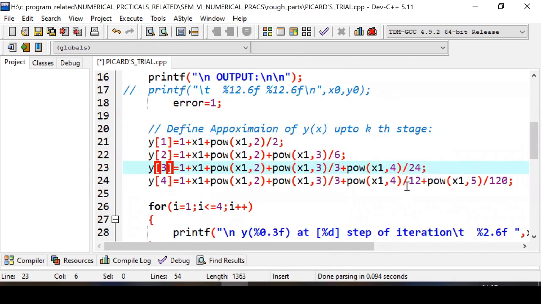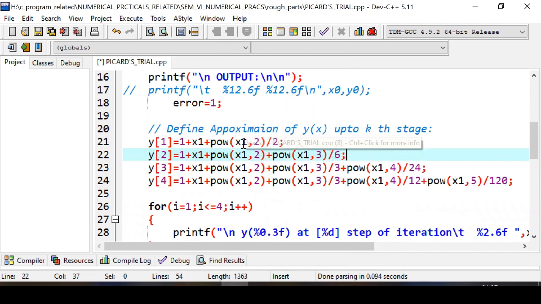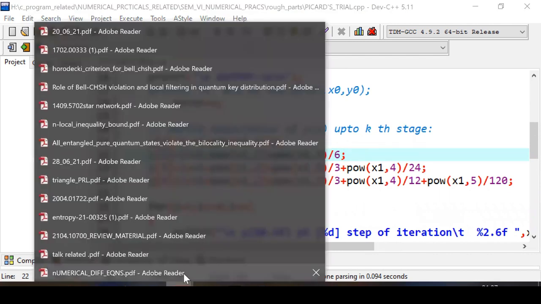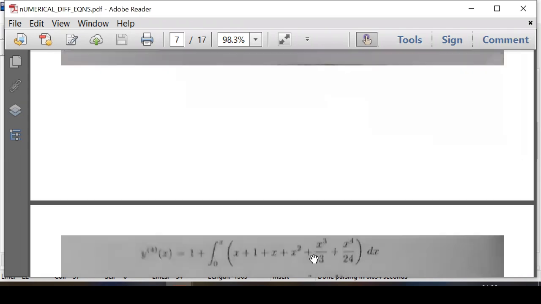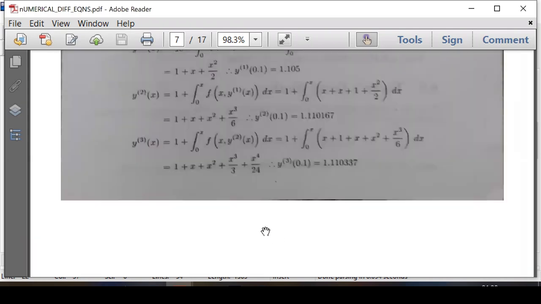Another thing you should note here: these are not the expressions actually. These are the expressions along with the point of concern being put. I'm not putting x, I'm putting x1, and x1 is the required value where y is to be determined. That means I'm actually calculating these values directly. I'm not bothered about this expression anymore. I'm directly calculating the value here, then this value, like this. This is y4, this is y3, this is y2, and this is y1.